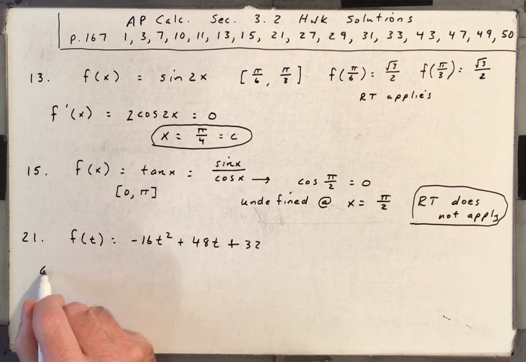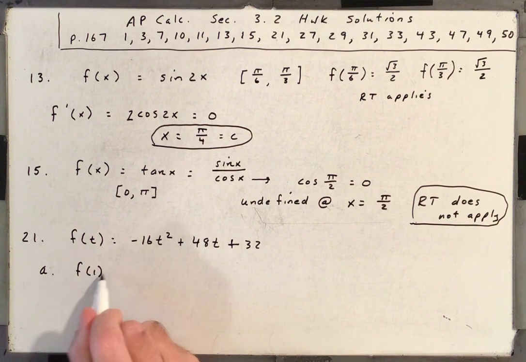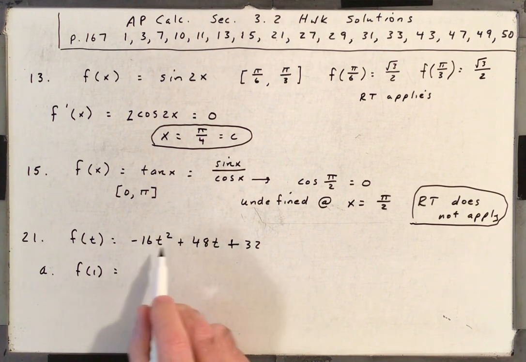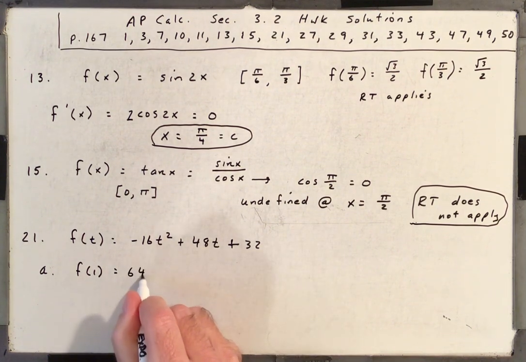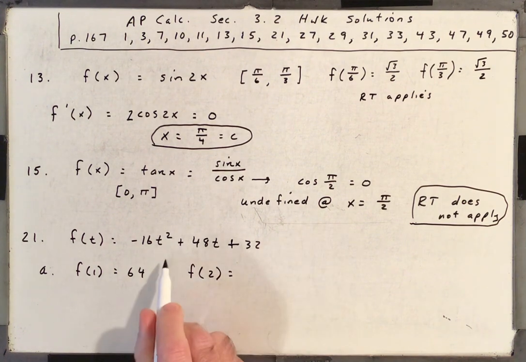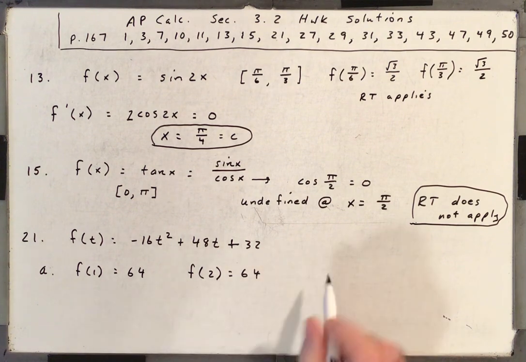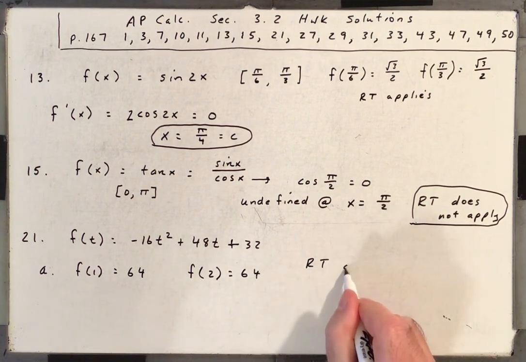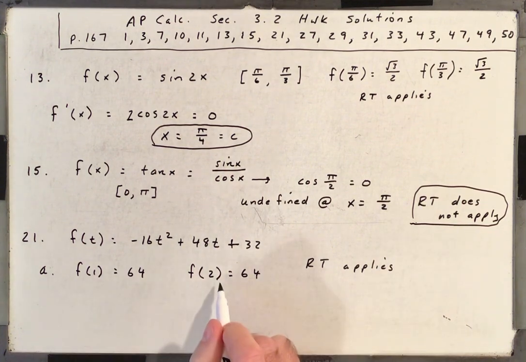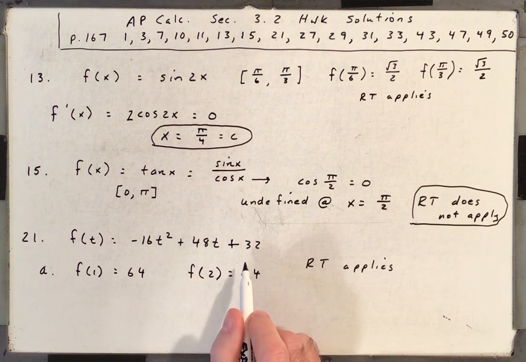It says in part A to verify that f of 1 is equal to f of 2. So f of 1, if we plug that in, would be 64. And I'll let you do this in your calculator, but if you plug in 2, you'd also get 64. So that means Rolle's theorem applies. All right, f of a is equal to f of b. It's a continuous and differentiable function.